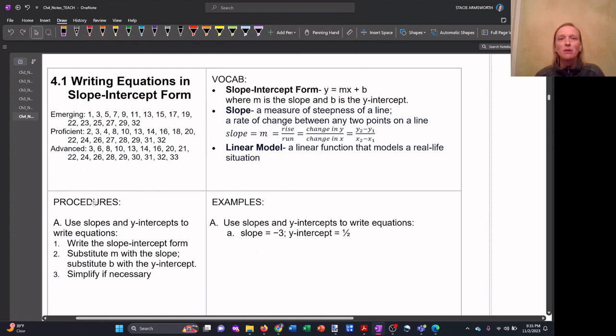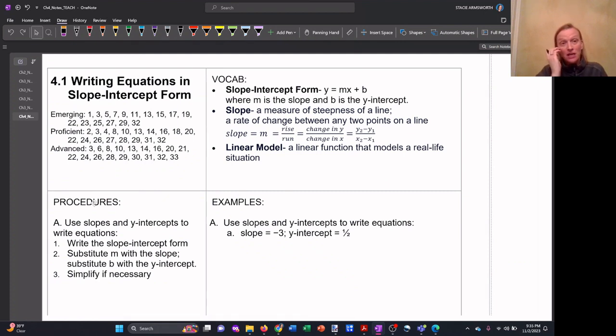Hi, folks. Today we're going to be learning about writing equations in slope-intercept form. This may be a review for things you've learned from middle school, but slope-intercept form is y equals mx plus b, where m is the slope and b is the y-intercept.